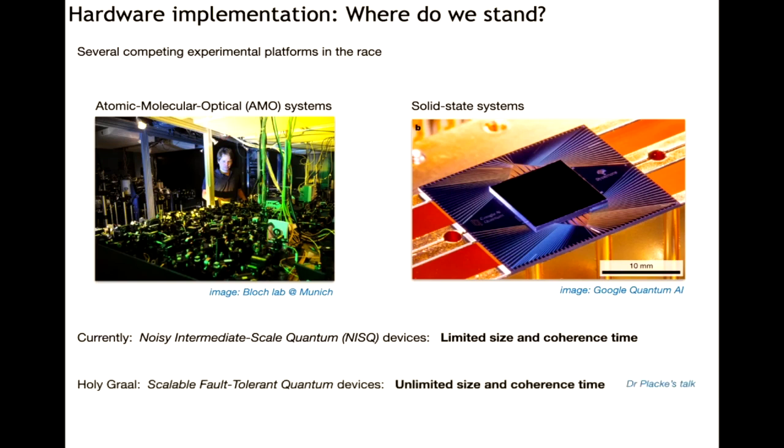Of course, the holy grail of the field, the ultimate goal, is to build a scalable and fault-tolerant quantum computer. This would give us unlimited size and unlimited coherence time, right? You will hear more about this in the next talk by Dr. Plake. Now, I just want to say that of course many of us believe that this will come, right? And a huge number of people are working to make this possible. This, of course, will need a lot of work and a lot of effort. Good.